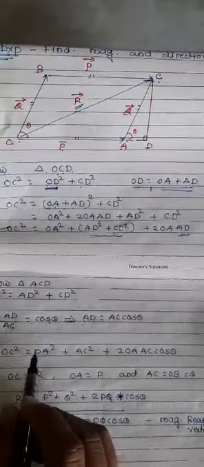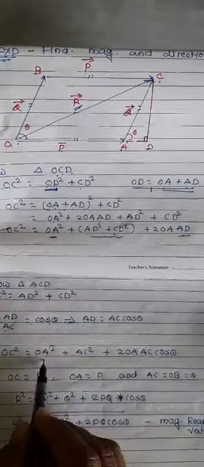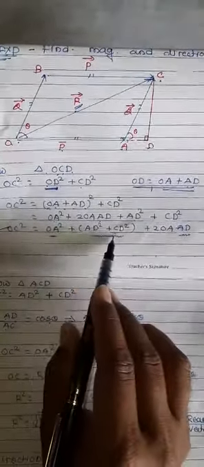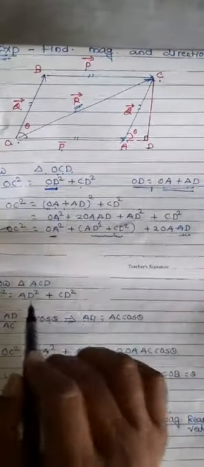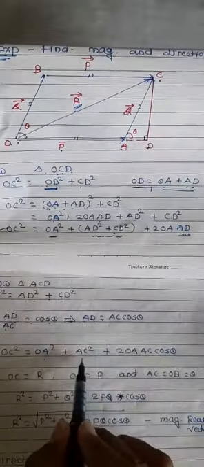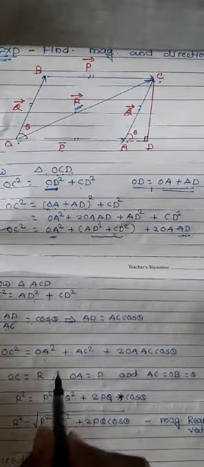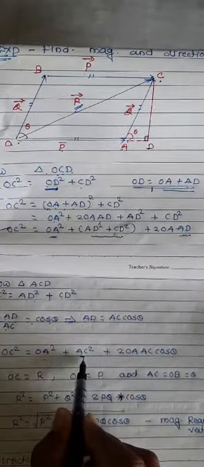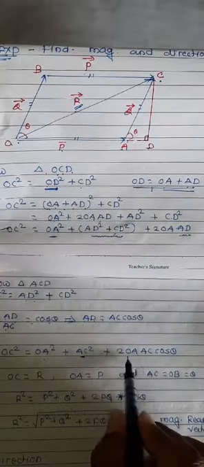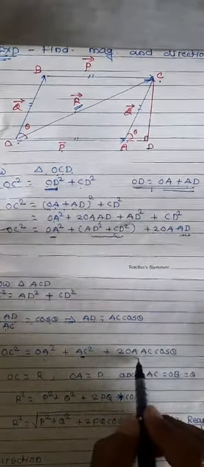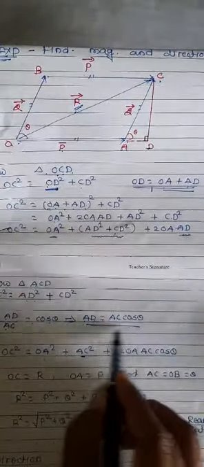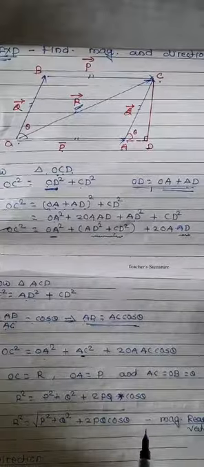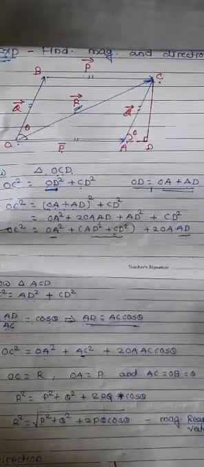We have to take OA square as it is. Then instead of this, we take from this equation AC square is equal to AD square plus CD square, and put this into this equation. The remaining has twice of OA as it is. Instead of AD, we put the value of AD, which is AC cos of theta.